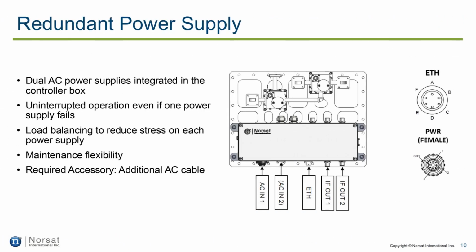Some redundant switch systems have a dual AC power supply option. With dual AC inputs, power redundancy is fully integrated into one hardware controller box, meaning the system can keep running even if one power source fails. Another key benefit is load balancing. This distributes the electrical load between the two power supplies to reduce stress and extend their lifespan. Additionally, this provides maintenance flexibility. One power supply can be serviced or replaced without needing to shut down the entire system, ensuring maximum uptime. Lastly, note that an additional AC cable is required for the second power supply port.